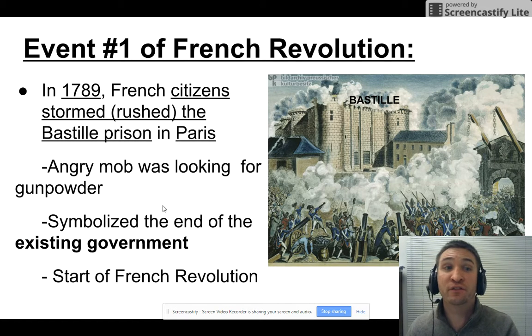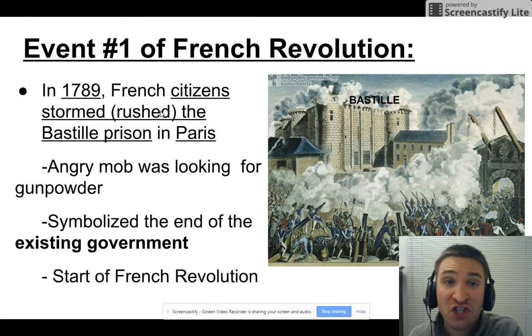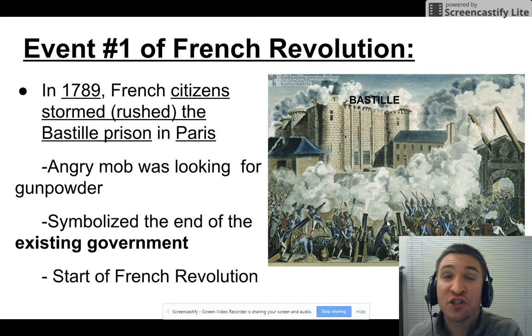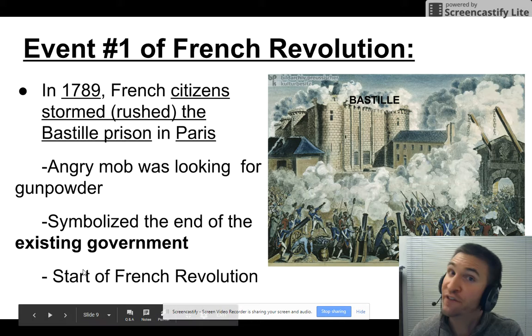The events of the French Revolution. In 1789, French citizens stormed, meaning they rushed, the Bastille prison in Paris. And this castle-like structure here is the Bastille. Angry mob, this is the angry mob, was looking for gunpowder to use in their weapons. This symbolized the end of the existing government in France, and the storming of the Bastille was the official start of the French Revolution.